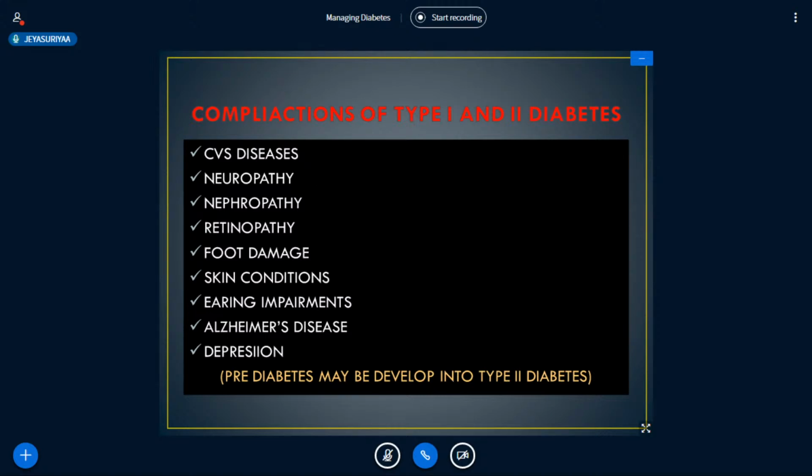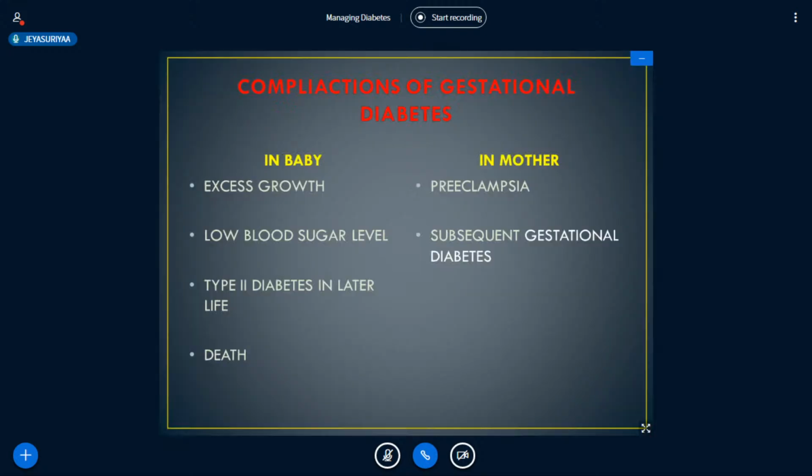Now, coming to the complications of gestational diabetes. Most women who have gestational diabetes deliver healthy babies. However, untreated or uncontrolled blood sugar levels can cause problems for the baby and for the mother too.